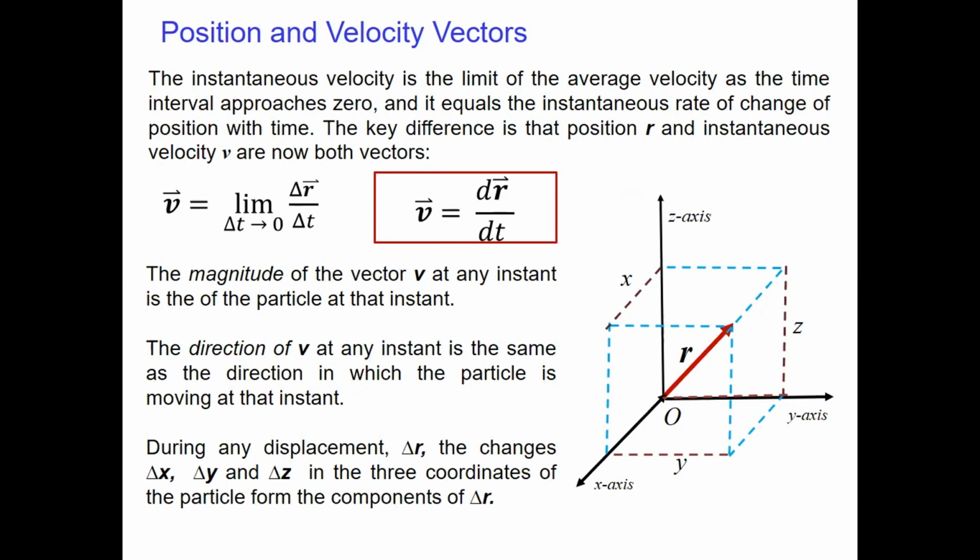The magnitude of the vector velocity at any instant of time is the particle's speed, and the direction of v at any instant of time is the same as the direction in which the particle is moving at that instant. During the displacement delta r, the changes delta x, delta y, and delta z can take place in a 3-dimensional coordinate system. As we have shown here, r is the position vector having all these 3 components, x, y, and z.